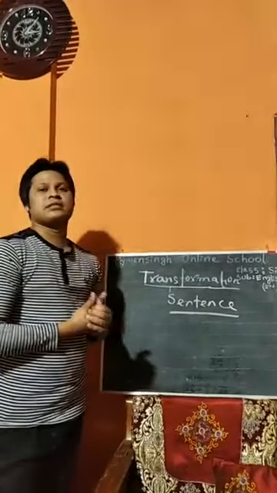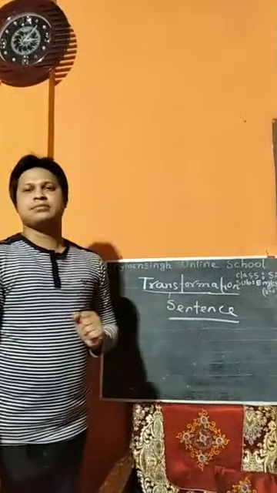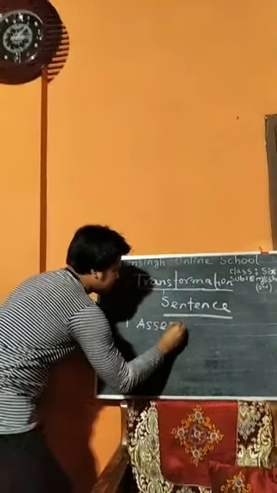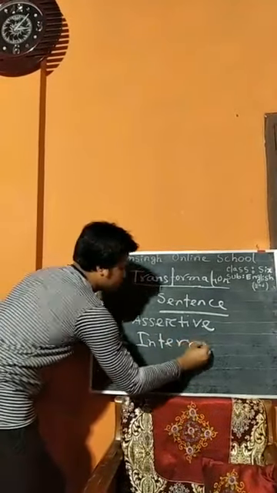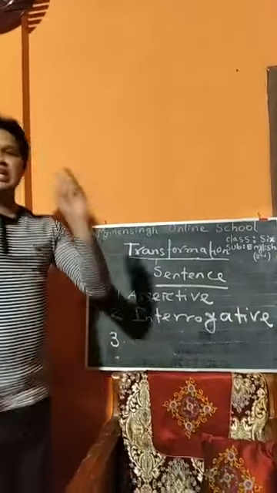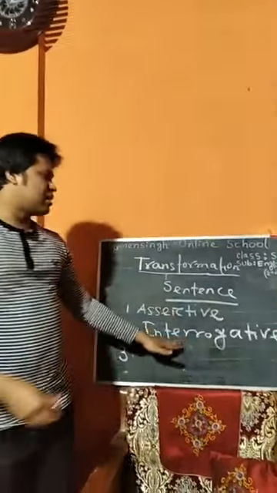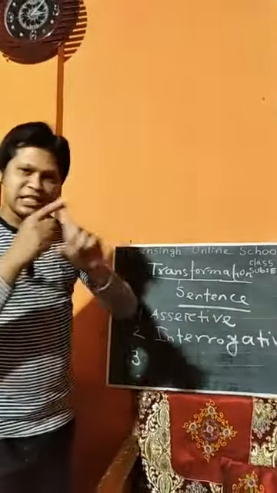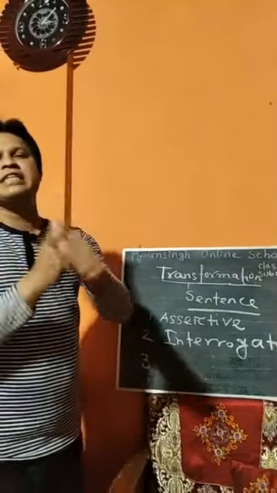Now, I'll classify the sentence according to meaning. Just remember, according to meaning, sentence is five types. Number one, assertive. Number two, interrogative. Number three, imperative. You all know, so I don't write this. The time is very short, so I cannot write this. Sentence is five types. One is assertive. Number two is interrogative. Number three is imperative. Number four is optative. Number five is exclamatory.